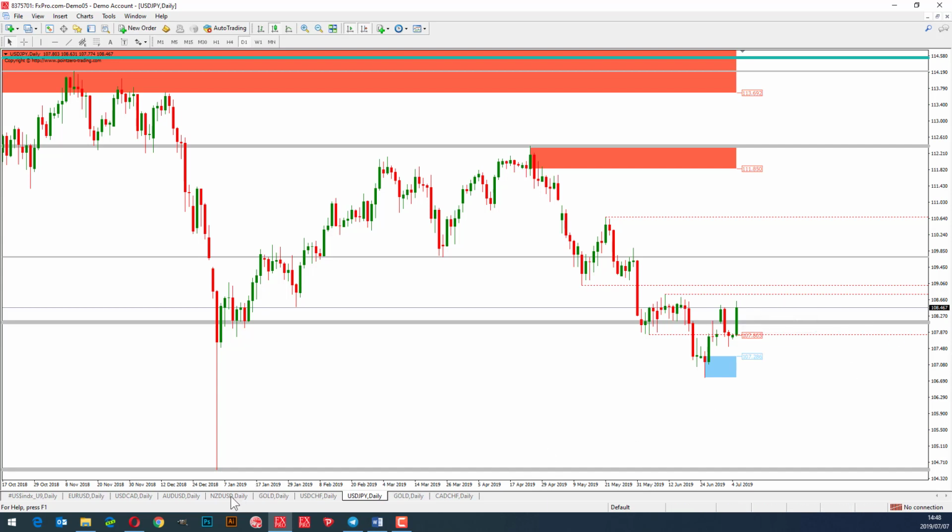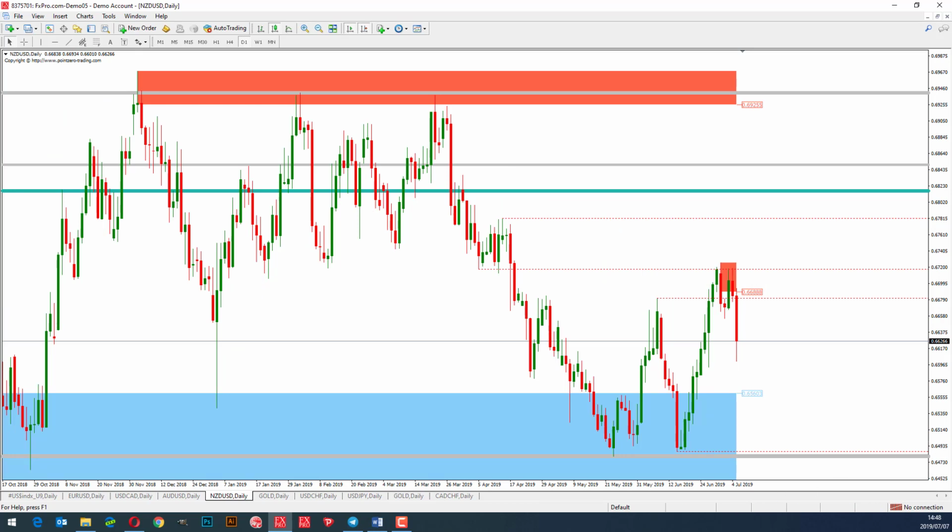Now let's look at NZDUSD. NZDUSD performed very well last week for all those that took short trades around the 67200 supply zone. People who shorted the market when price tested these lows here, the market performed very well from the 67200 supply zone.